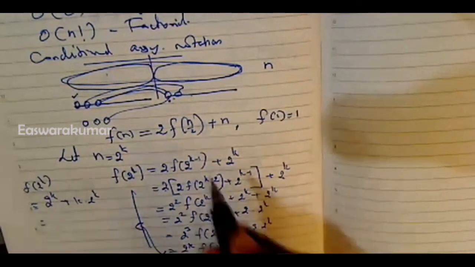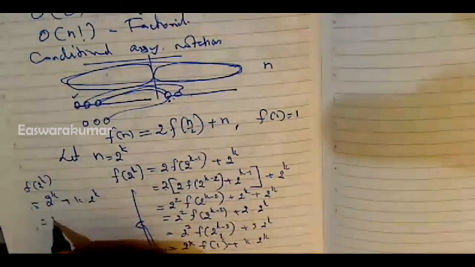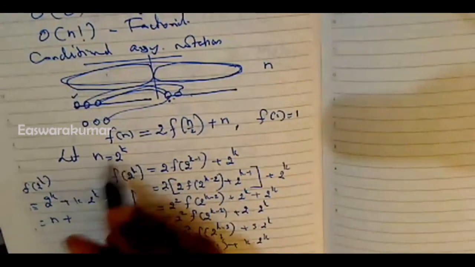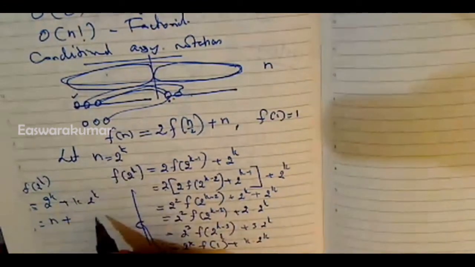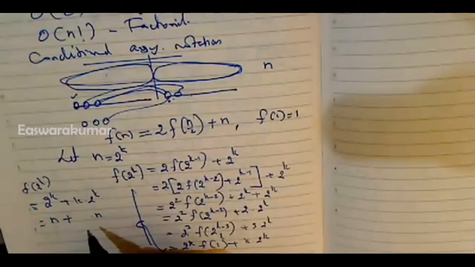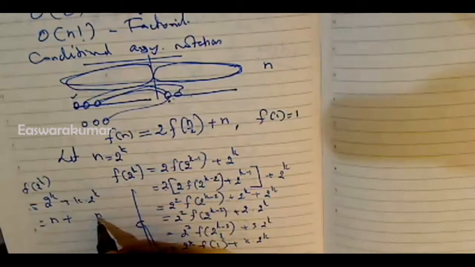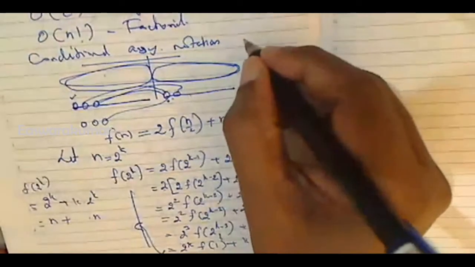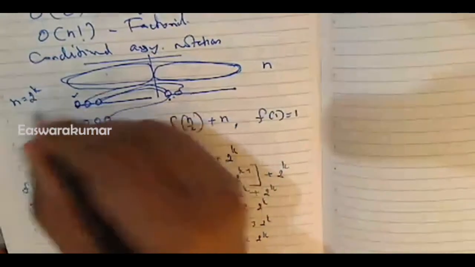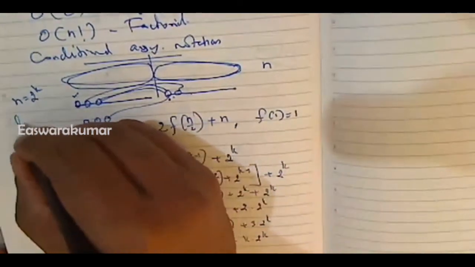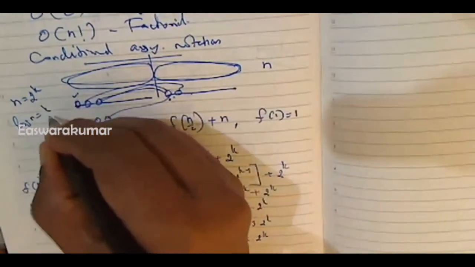How can we convert that? We know that n is equal to 2 power k. So here also this 2 power k is n, and the k value we have to find. So if n is equal to 2 power k, then if you take logarithm on both sides, you get log n is equal to k.